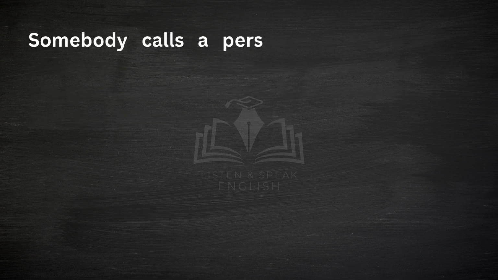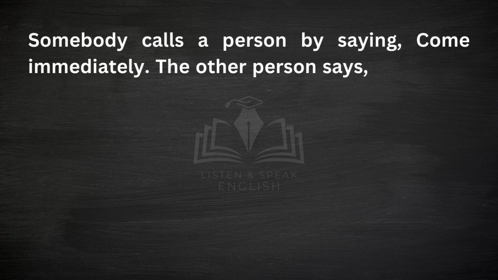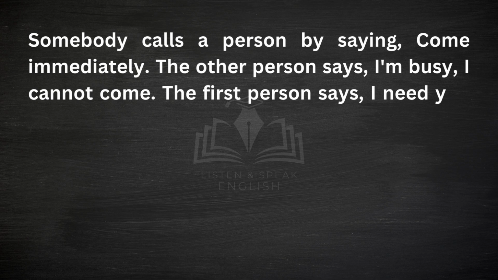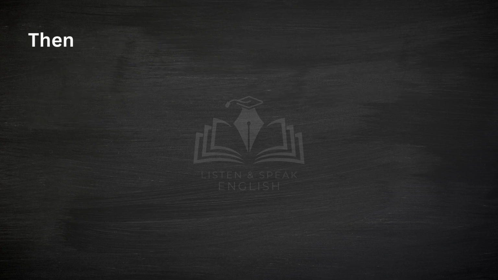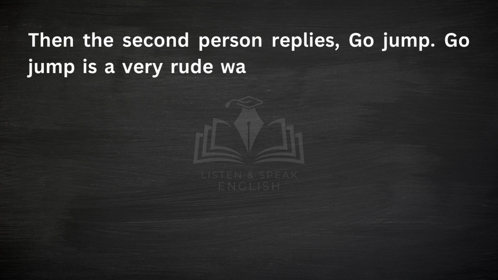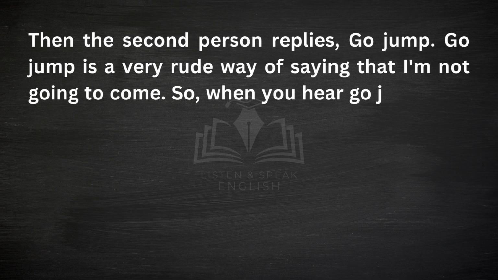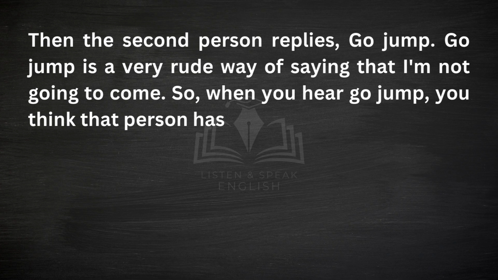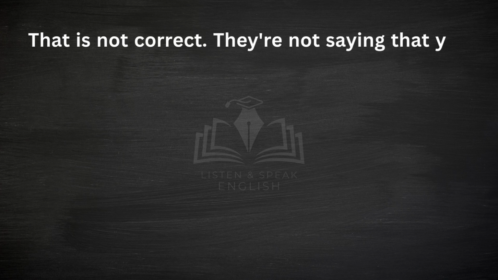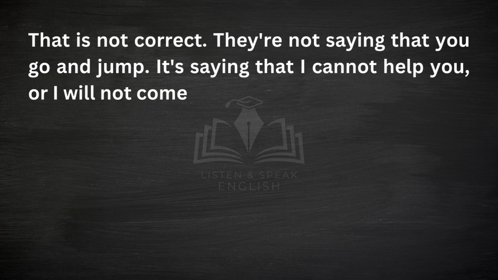Somebody calls a person by saying, "Come immediately." The other person says, "I'm busy. I cannot come." The first person says, "I need you at once." Then the second person replies, "Go jump." Go jump is a very rude way of saying that I'm not going to come. So, when you hear go jump, you think that person has to jump. That is not correct. They're not saying that you go and jump. It's saying that I cannot help you, or I will not come.